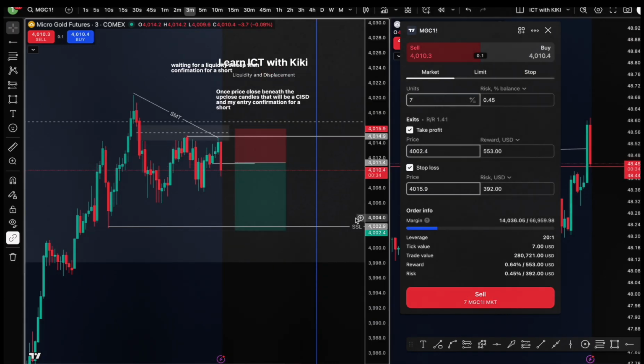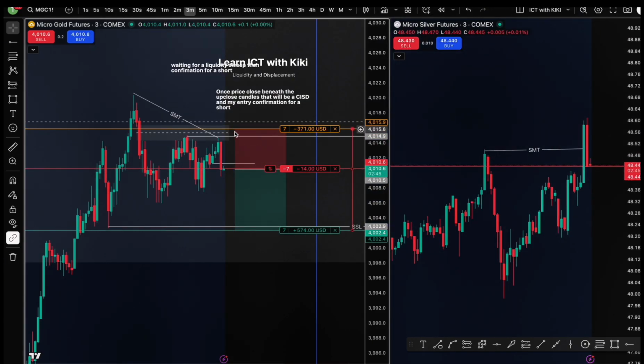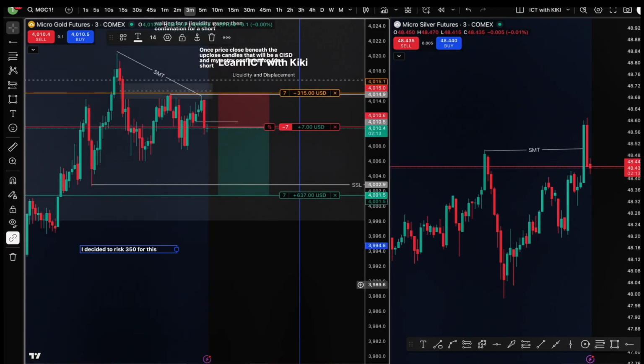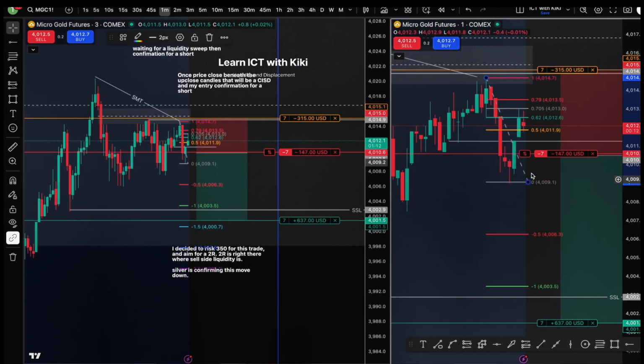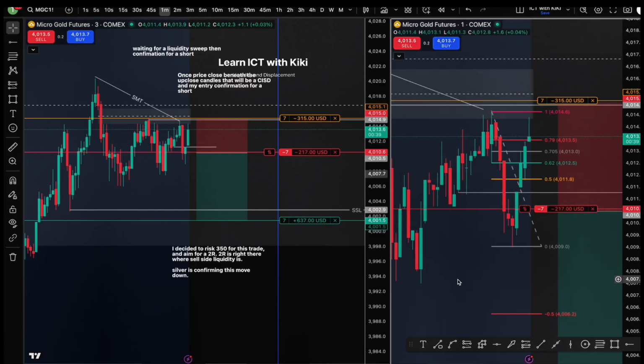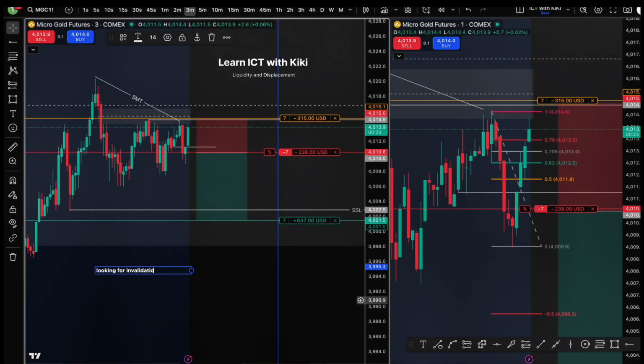After that, I get my confirmation. We get a strong push down, which is a change in the state of delivery, and that is where I enter my short. My stop is placed above the high that created the SMT divergence. At this point, price started to go into a little bit of drawdown. I'm still confident in the trade, which is why I didn't close it early. It's normal for price to retrace, especially after entry.